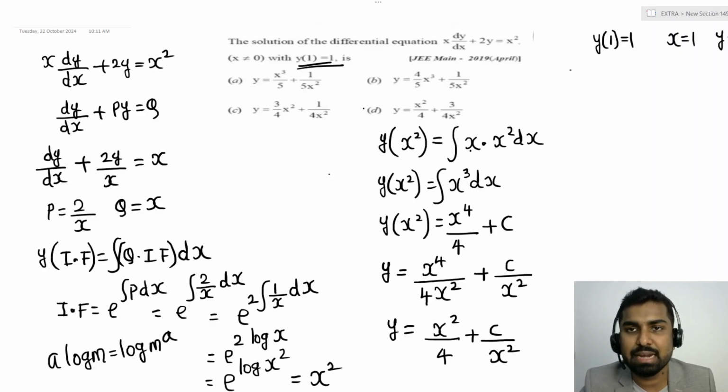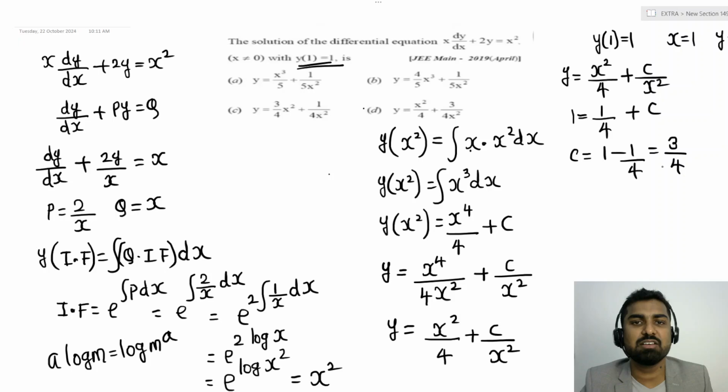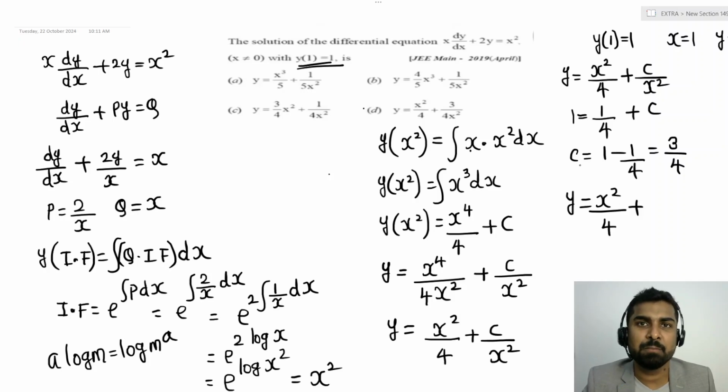In the solution y equals x square upon 4 plus c upon x square, substituting the initial value condition gives 1 equals 1 by 4 plus c by 1 square, which is c itself. So c equals 1 minus 1 by 4, which is 3 by 4. This is the value of the constant of integration. Substitute this c back in the general solution: y equals x square divided by 4 plus c divided by x square, with c as 3 by 4, so it becomes 3 divided by 4x square.